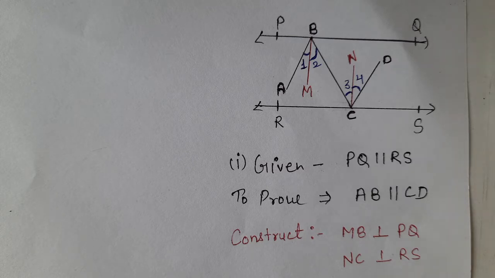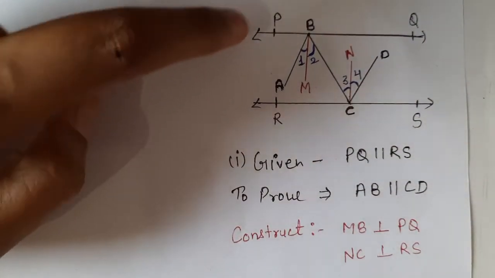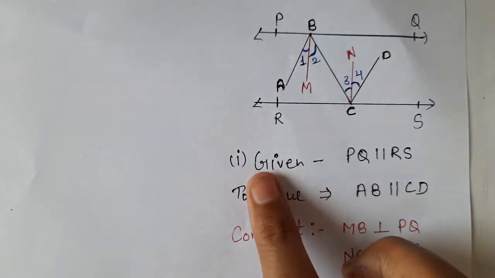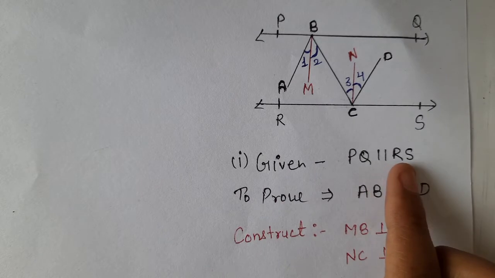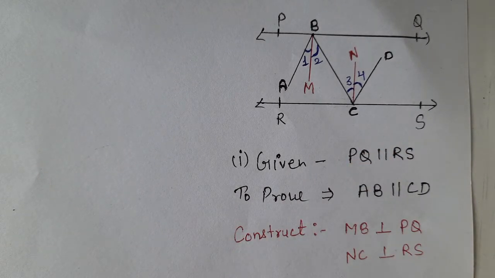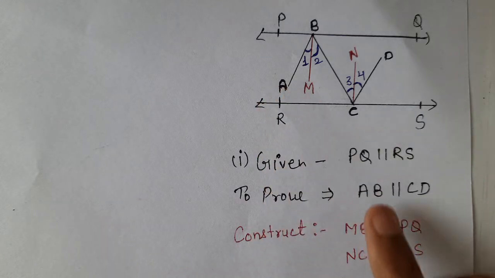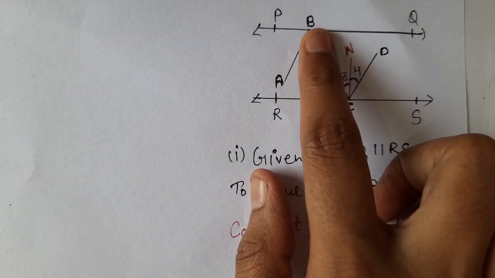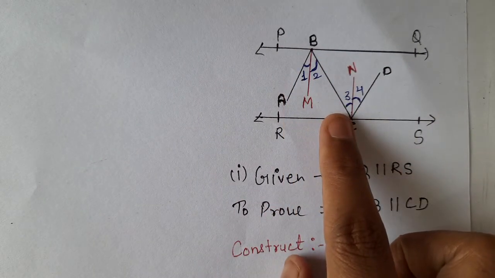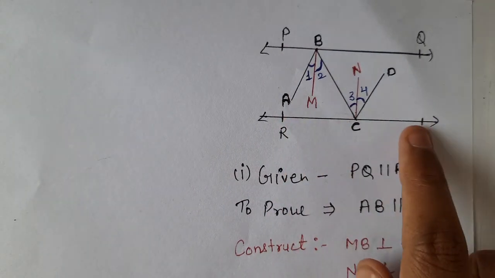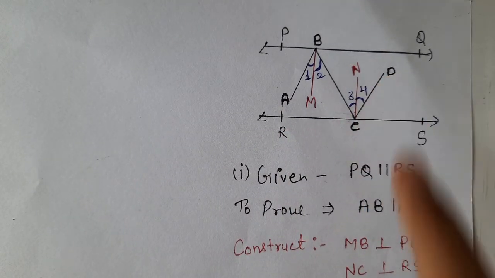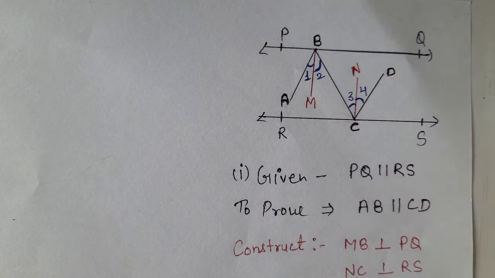The question is, PQ and RS are two parallel mirrors that we have right here. PQ is parallel to RS, that is given. Our ray AB, that is the incident ray, strikes point B on PQ, and then makes a reflected angle, and it strikes the mirror RS and gets reflected back to the point D.